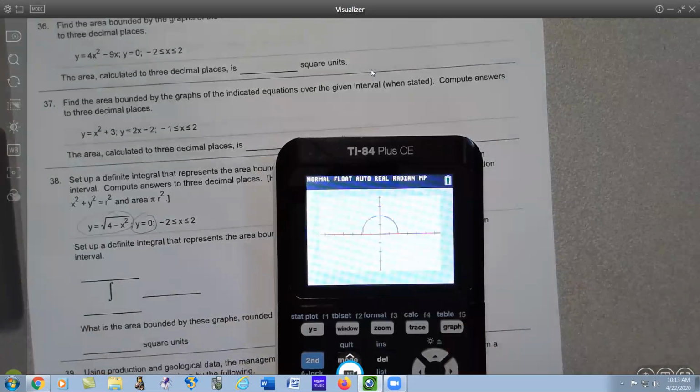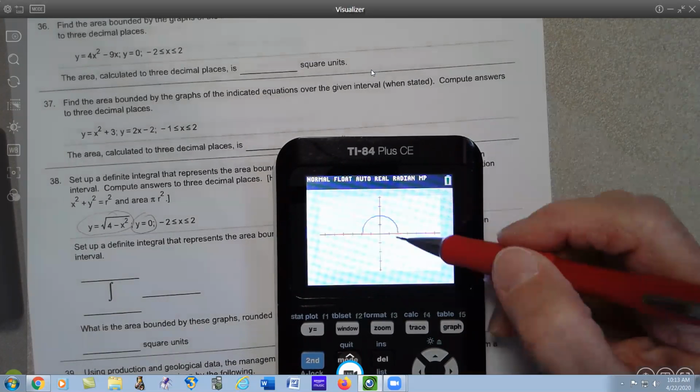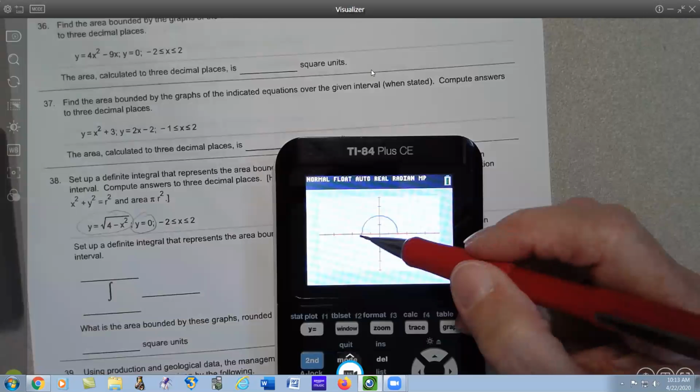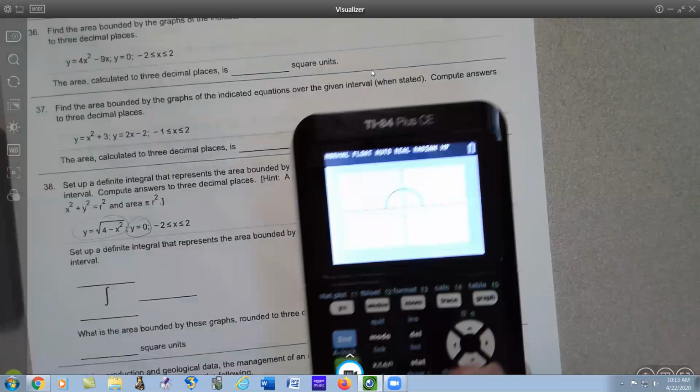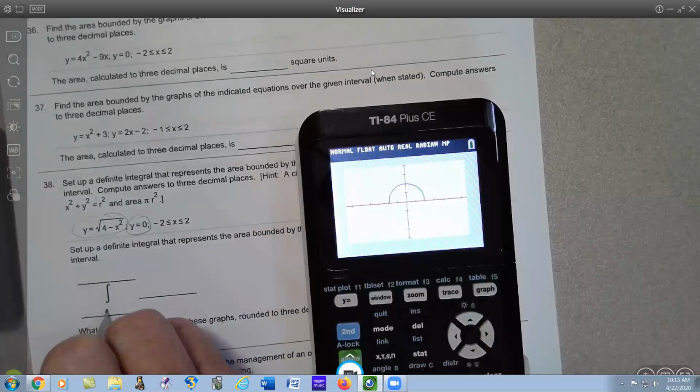I don't know if you can tell or not, but it's red. So if I am finding the area bounded by these curves, guys, it's between this half circle and the x-axis. So it's enclosed. We're going from -2 to 2. So the first thing I'm going to do, my lower limit, the one to the left, is -2. My upper limit is 2.